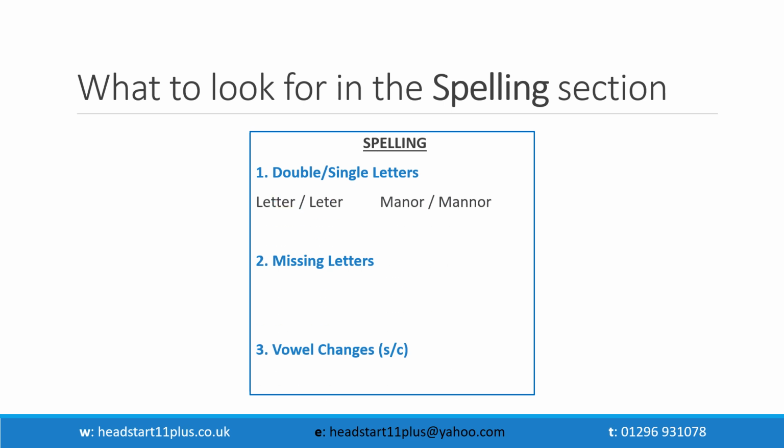So double letters, single letters. On the left, letter, you've got a single T and a double T, and then manner and manner. They both sound the same, but we have the correct spellings for you there. Then we've got missing letters. An example here would be cushion and conscious. Again, you don't get drawn to one of them initially, but once you have a look at how they're spelled, you can see that there are some spelling errors there.